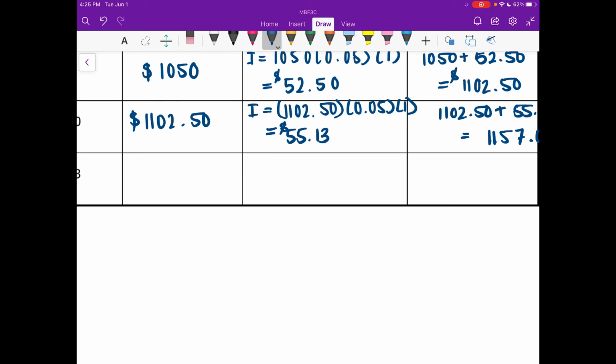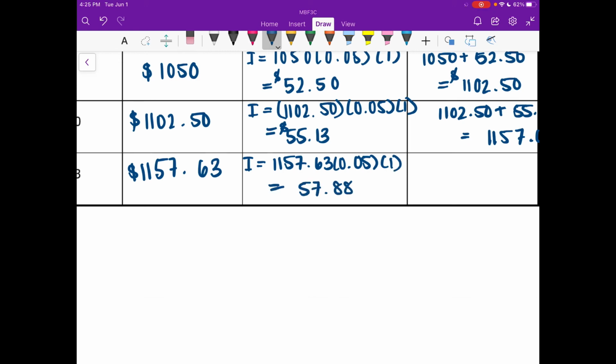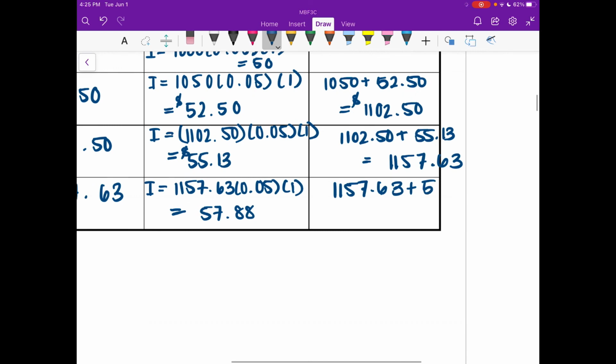Last but not least, we're going to take that 1157.63 and we're going to invest it again into the same account at the same interest. That gives $57.88. Now we're going to do 1157.63 plus 57.88, and I'm going to get 1215.51.